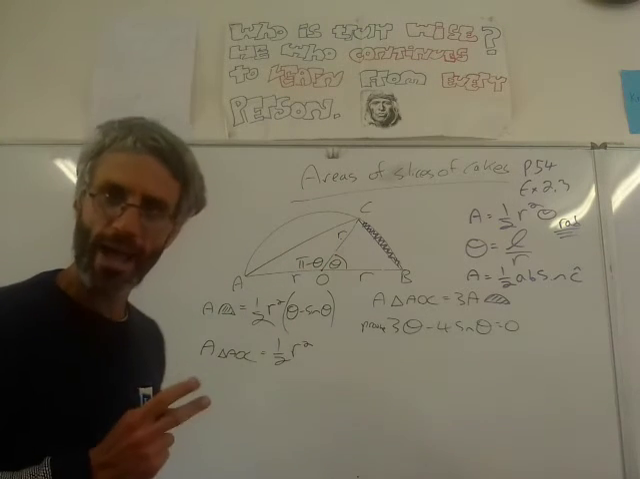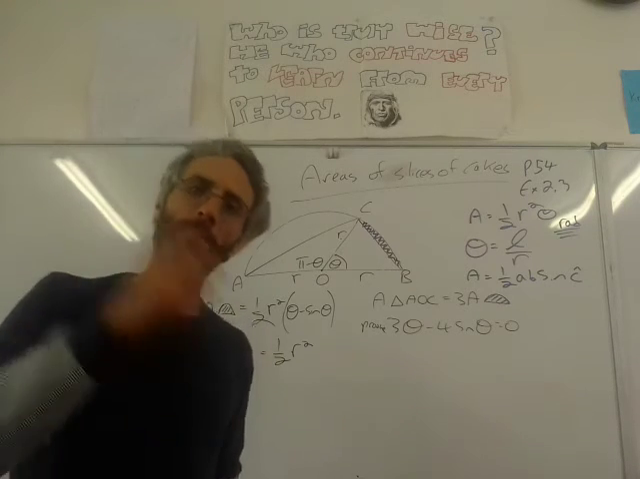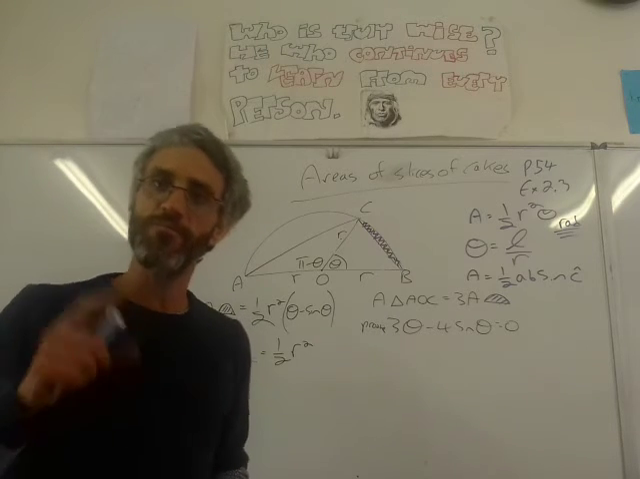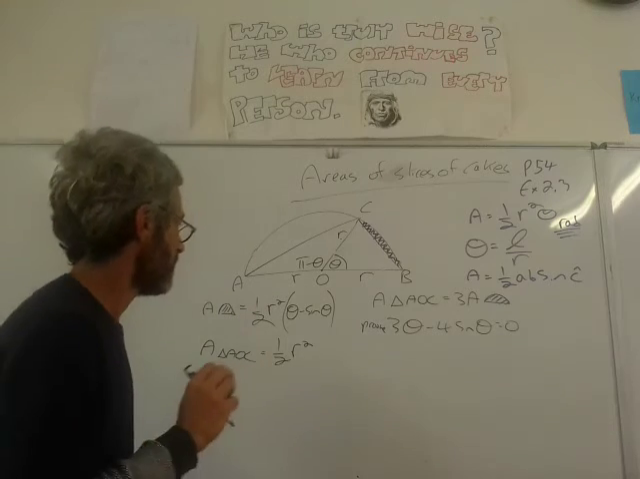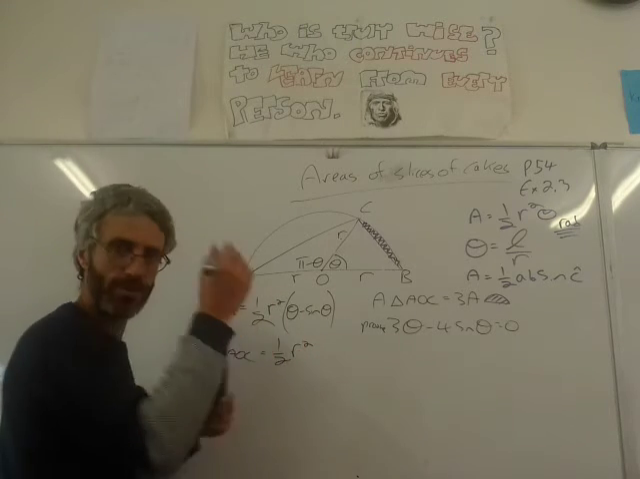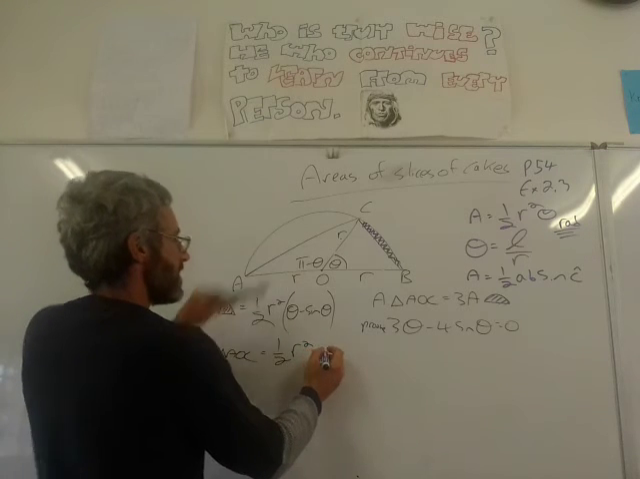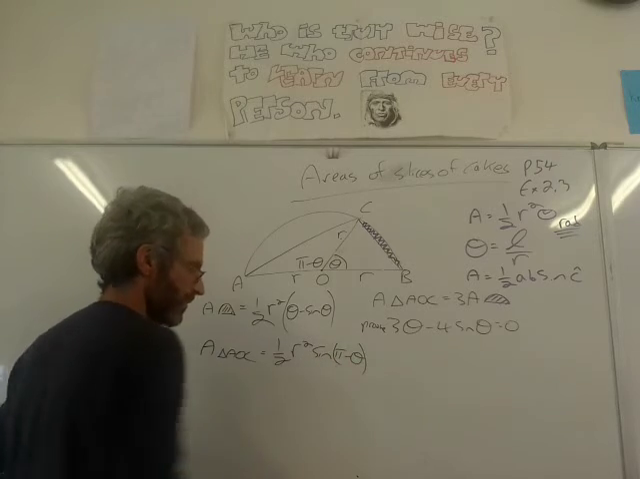Because remember, 2 pi is 360. Important to remember these things. 2 pi is 360, pi is 180, and therefore half a pi is 90. And you probably should know that quarter pi, pi divided by 4, is 45. They're important angles to remember. So it's half r squared times the sine of the angle between them, which is pi minus theta.